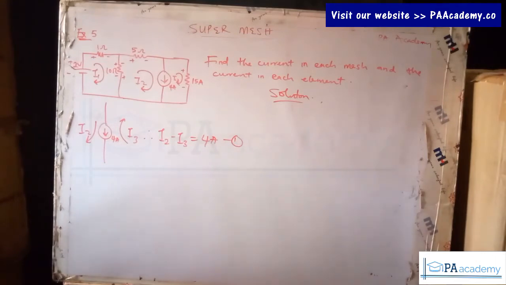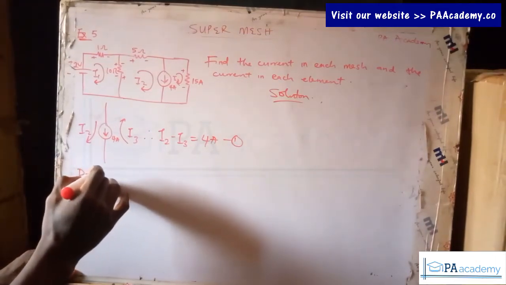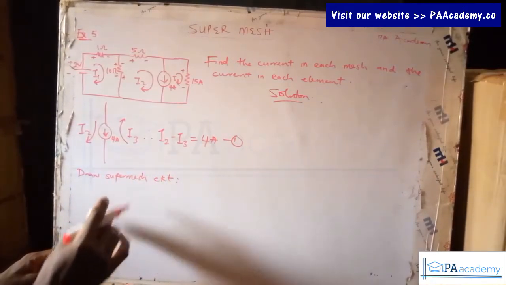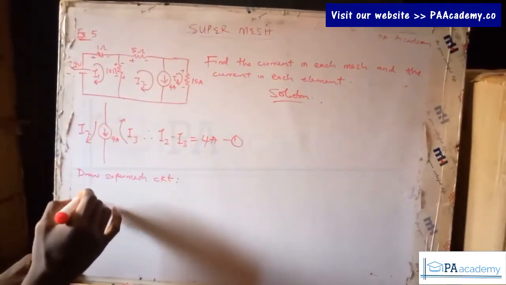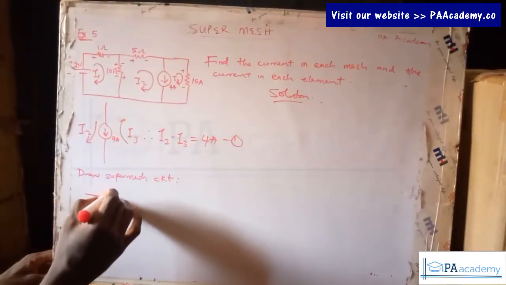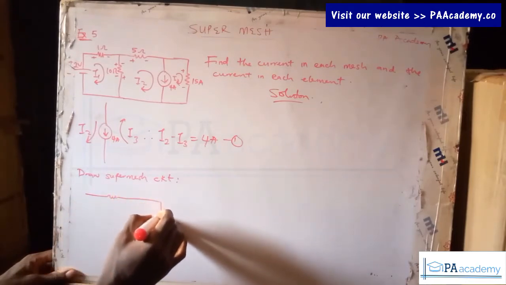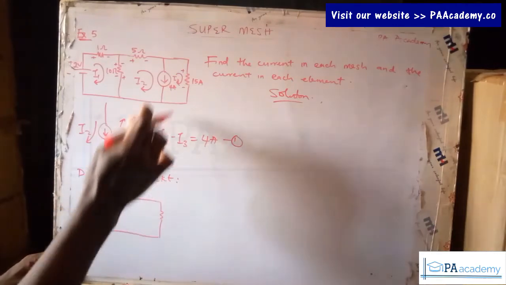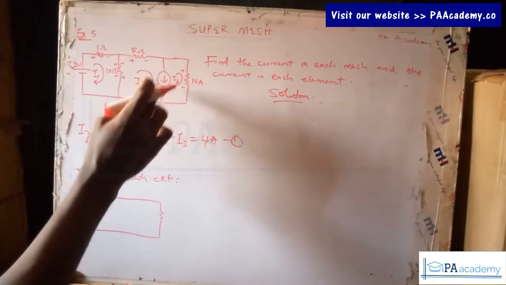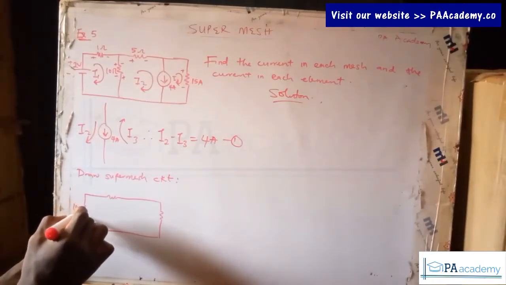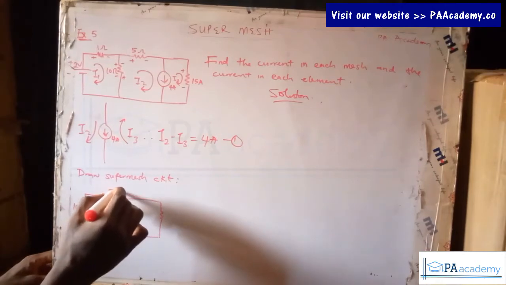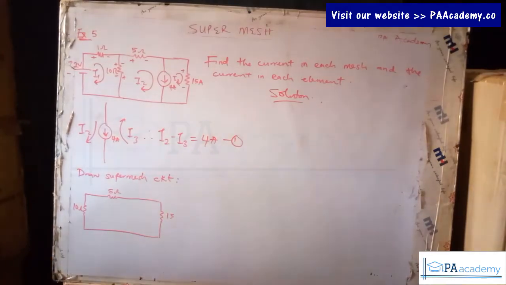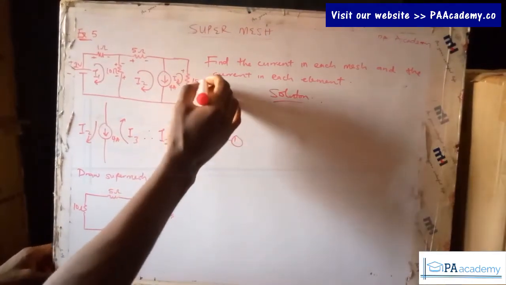The next thing we have to do is to draw the super mesh circuit. In doing that, we are going to be drawing this. That means we are going to have something like this. We are going to omit this particular branch where we have the current source. Here we have a 10 ohm resistor. Here we have a 5 ohm resistor, and here we have 15. So we have 15 ohm, not 15 amperes. So a 15 ohm resistor.